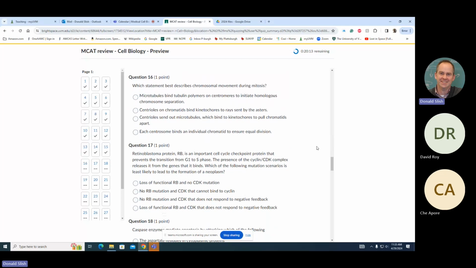Which statement best describes chromosomal movement during mitosis? To bind tubulin polymers on centromeres to initiate homologous separation. No, centrioles bind to kinetochores. That's true. Centrioles send up microtubules which bind to kinetochores. That's more true. Each centrosome binds an individual chromatid. That's not necessarily true. Centrioles on chromatids. Oh, they're not on chromatids. Centrioles, okay.